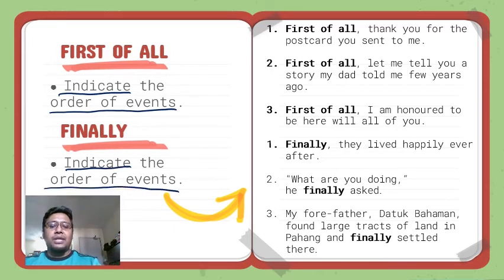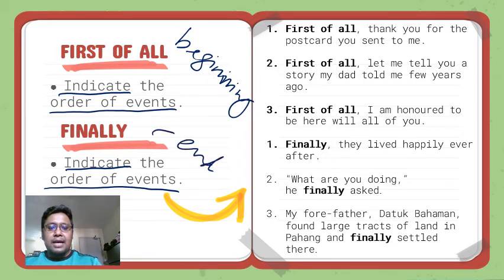First of all, we put at the beginning of the sentence. Finally, we put at the end of the sentence, the end of the story. Remember that. We cannot put finally at the beginning of the sentence. It's wrong. We also cannot put first of all at the end of the sentence. It is wrong.